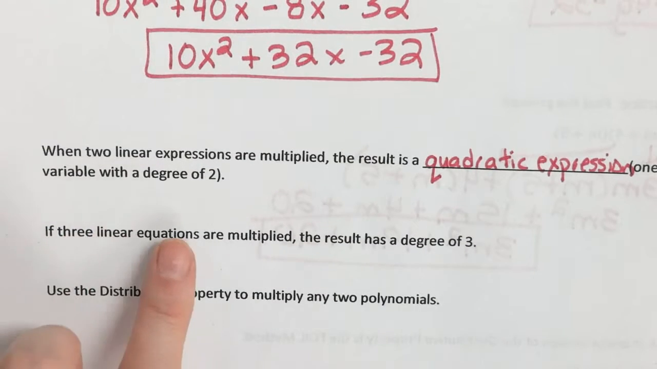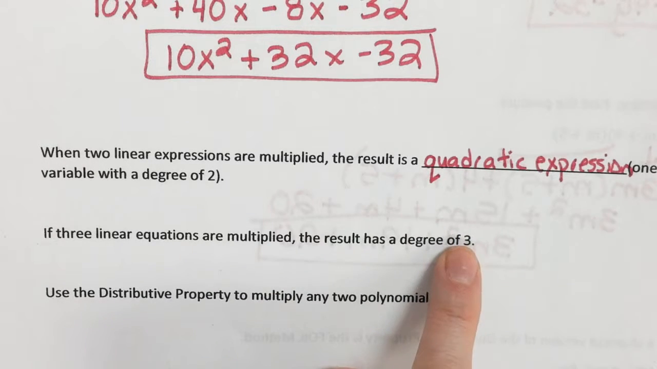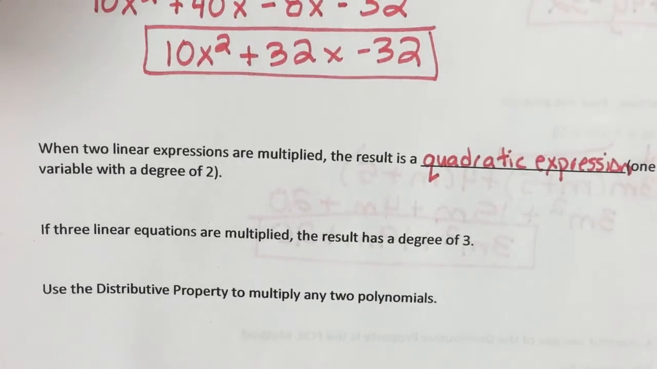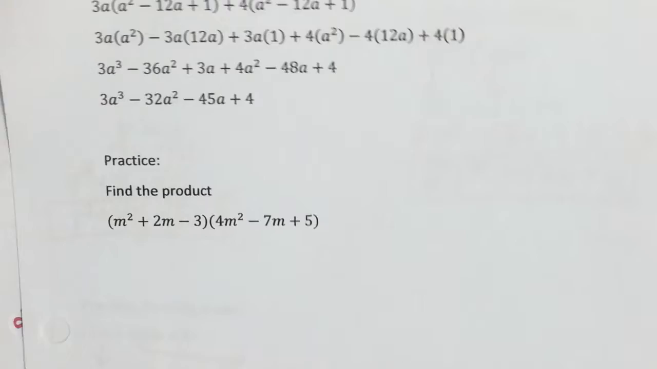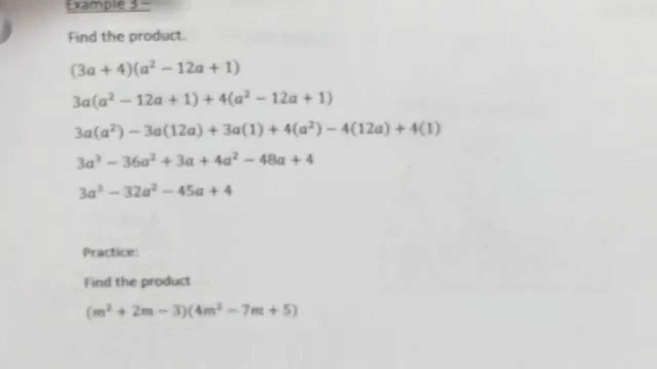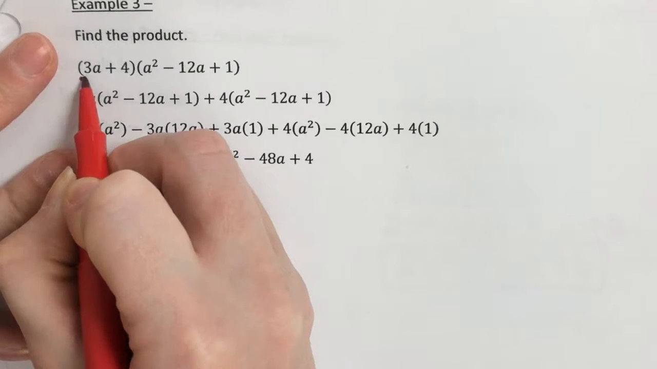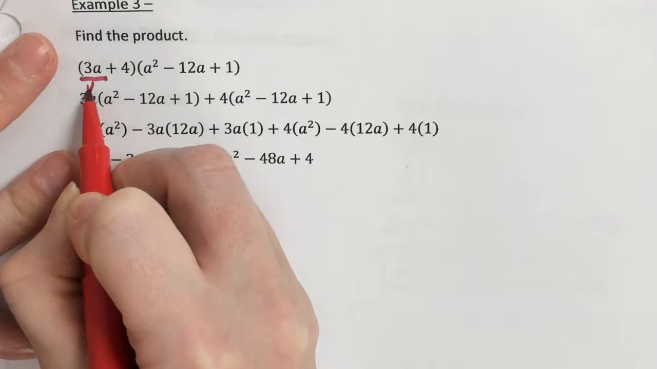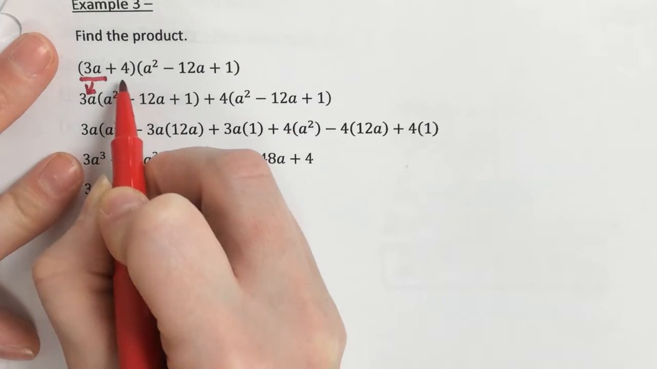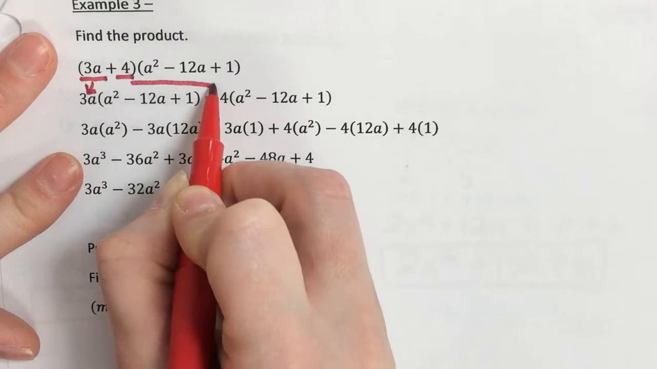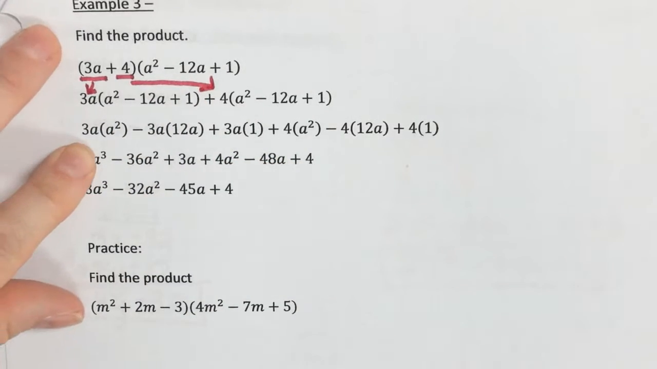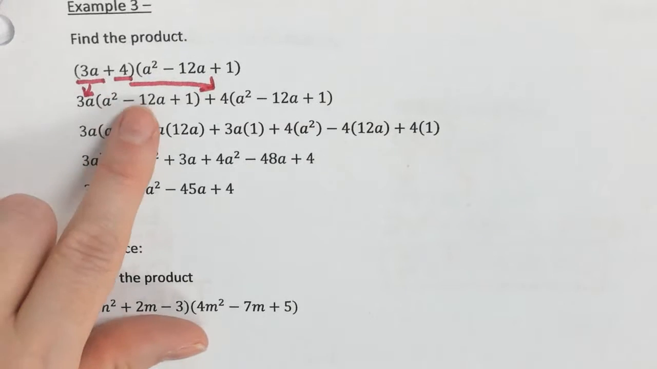So if you multiply 3 equations, then you end up with a degree of 3. This doesn't have a special name. Okay, let's go to the next page. So what kind of polynomials are we multiplying here? Binomial and a trinomial. Okay, so what we had to do is take this 3a and put it in front of the second set of parentheses, and then take this plus 4 and put it over here. So it's the same thing. You're just going to have to distribute 3 times with each one.